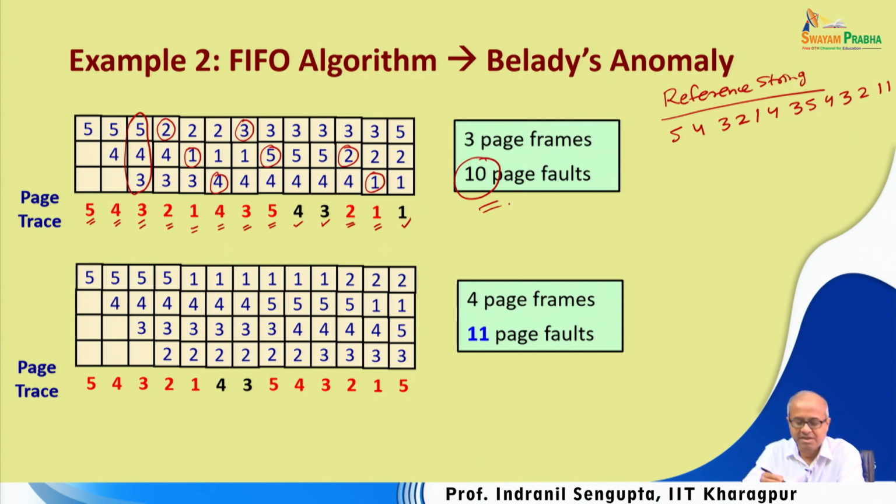But surprisingly, if you increase the number of page frames here to 4, you find that the number of page faults is increasing, it is becoming 11. So, this example has been worked out also, you see here. This is something which you are not expecting, right? This is anomalous, and this was observed by Belady, and this has come to be known as Belady's anomaly.